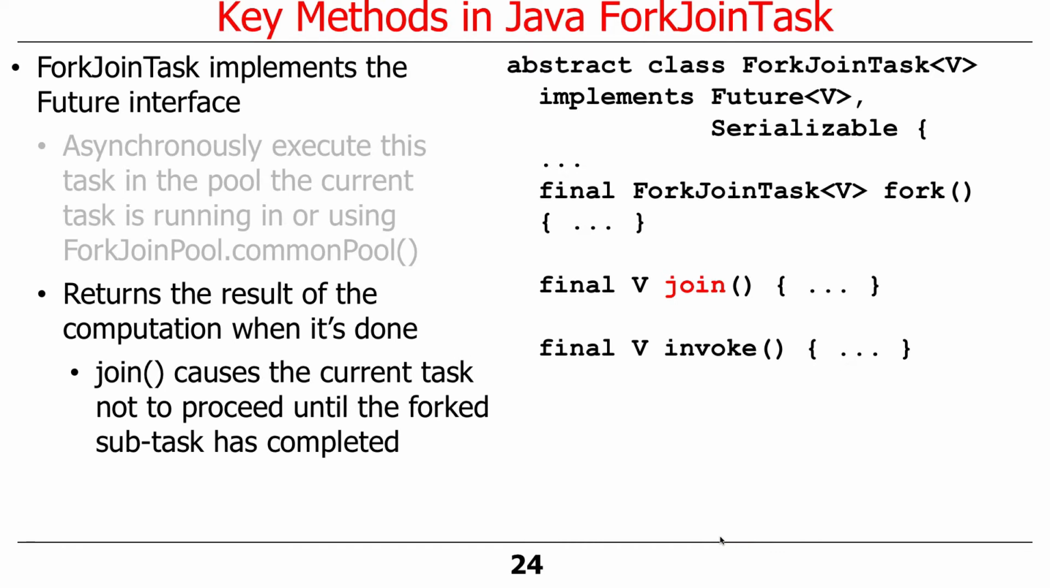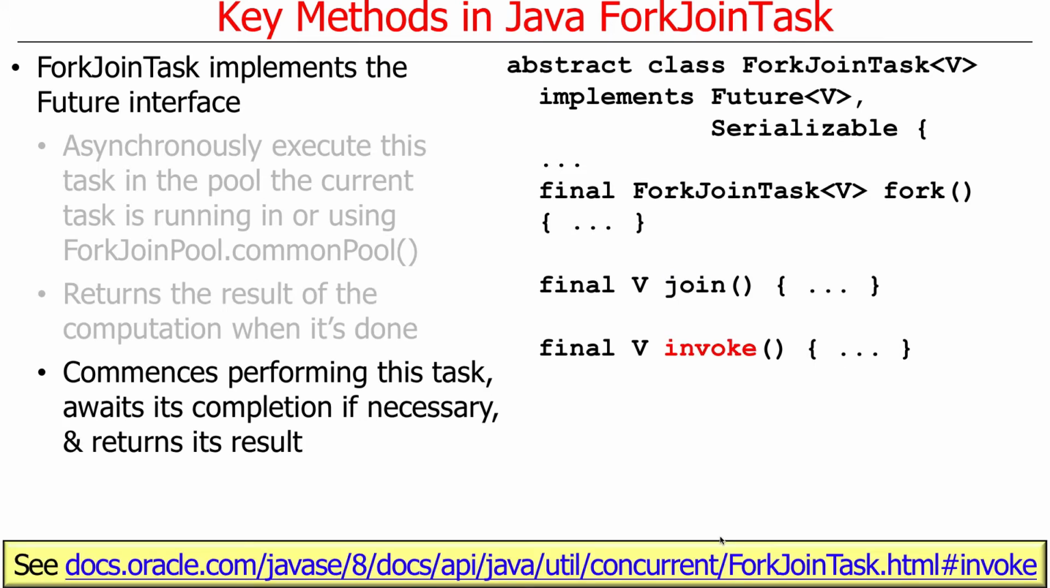What it basically says is this task will not continue to execute until the forked subtask has completed. But as we talked about before, this is very clever in the way it works, and it doesn't actually necessarily block. It may use the worker thread to do computation of other tasks until the task that it's being joined on has been completed.